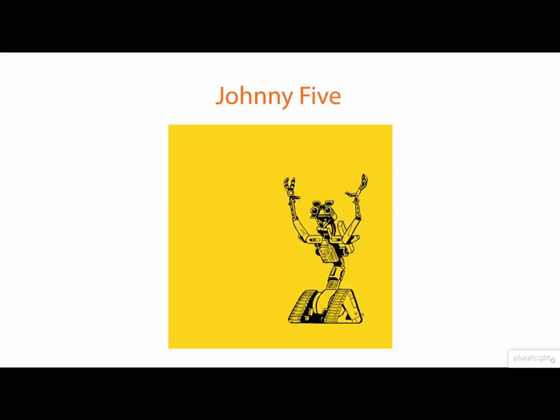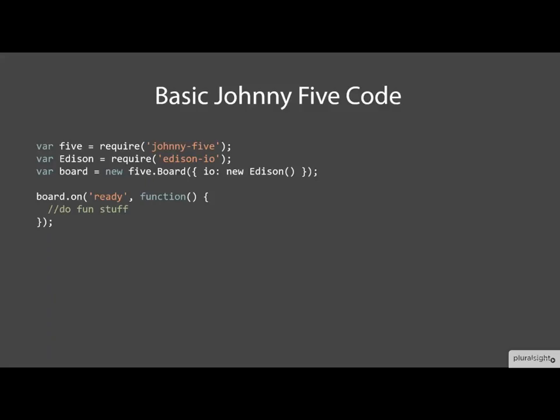Let's take a look at a basic Johnny 5 program so you can compare the syntax to what you've seen of Cylon and make the best choice for you. The code is certainly terse and readable. We obviously need to require the Johnny 5 module, and then we need to bring in the specific device driver for our Edison. Then we instantiate a board that represents the device for the rest of the program. And finally, we handle the ready method and we implement whatever logic we want.